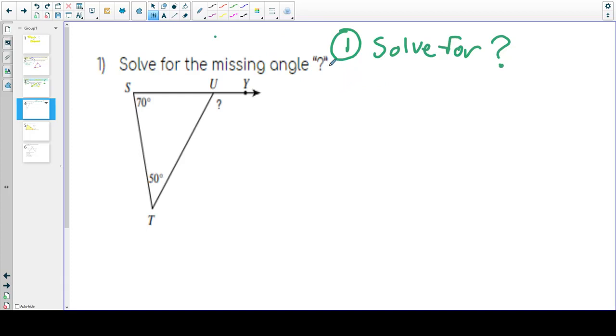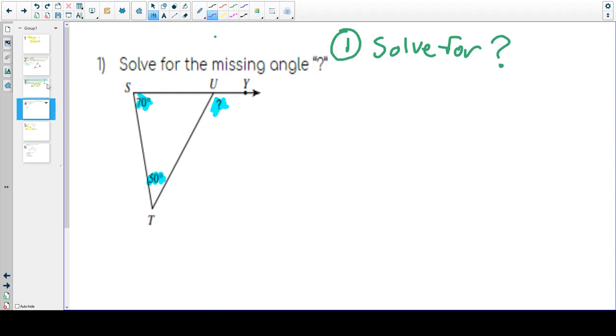The second thing is, what information do they give you? I'm going to highlight it for us just to make it a little bit easier. I'm going to use this color. So we have 70. Okay, we have 70. We have 50. And we also have this angle. And then the most important thing that you've got to figure out is, what did we learn in class that can help us figure this out?